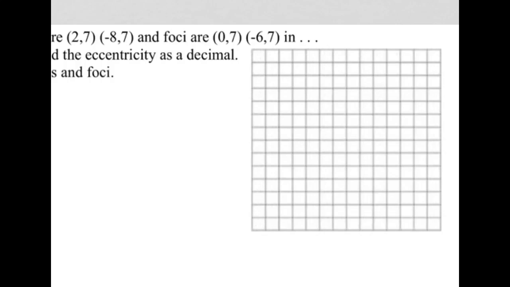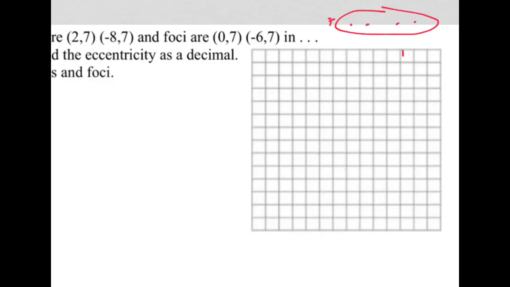The first thing I'm going to recognize is that every single one of the points given to me has the same y value, which means they are all in line horizontally, which means my ellipse is going to be horizontal, because they're all at that y value of 7. So let's go ahead and draw some axes here. Notice the vertices, -8 to 2. That should tell you how far to the right and how far to the left of the origin you need to go. So let's draw some axes in, and we will get started.